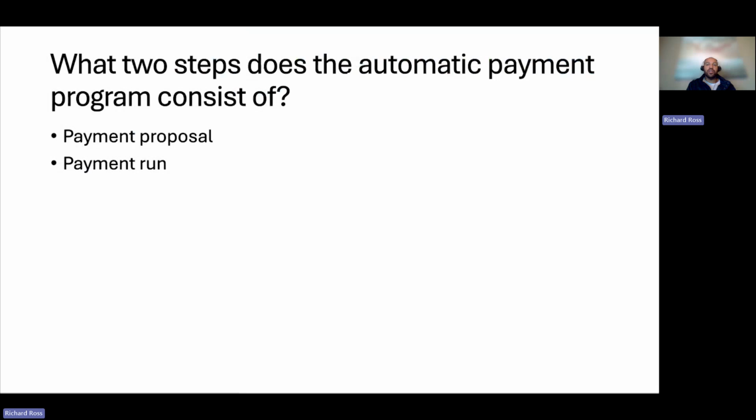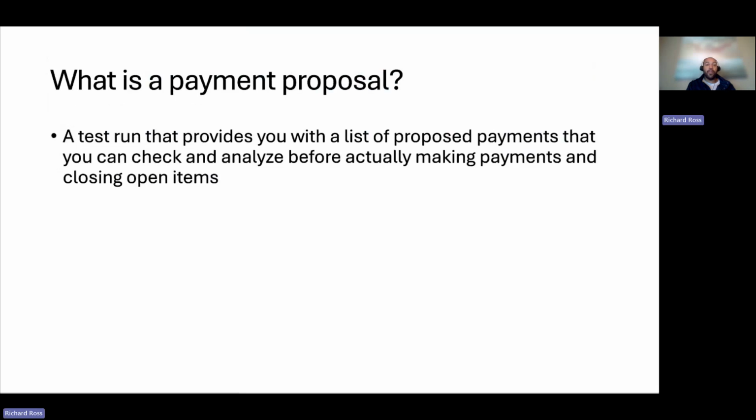What two steps does the automatic payment program consist of? The payment proposal, the payment run. What is a payment proposal? A test run that provides you with a list of proposed payments that you can check and analyze before actually making payments and closing open items.